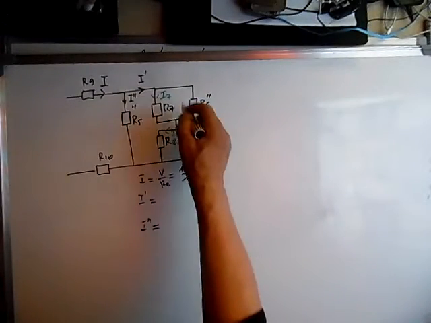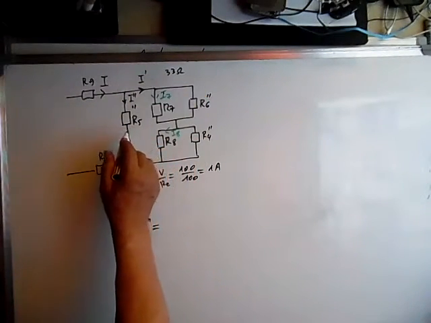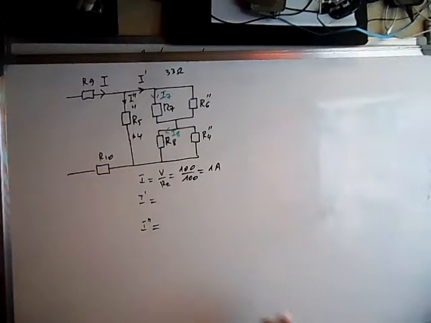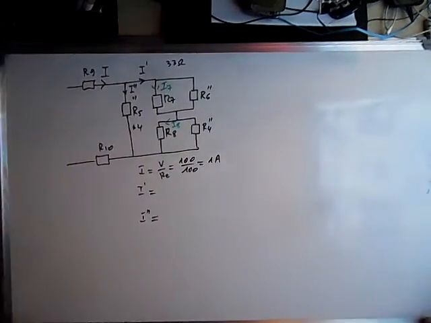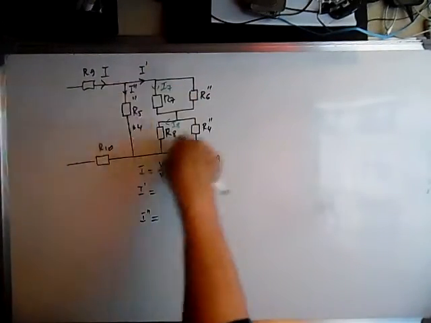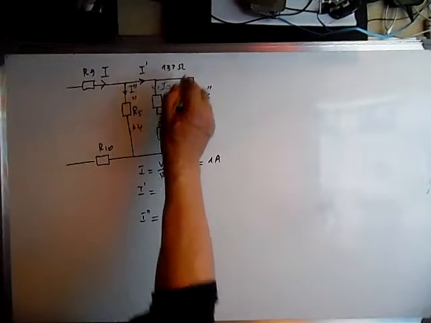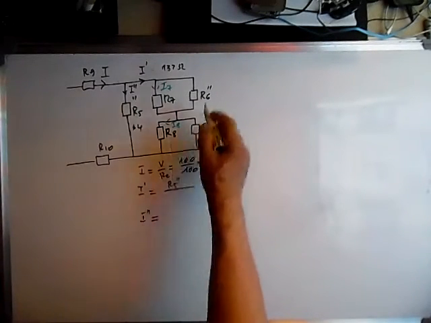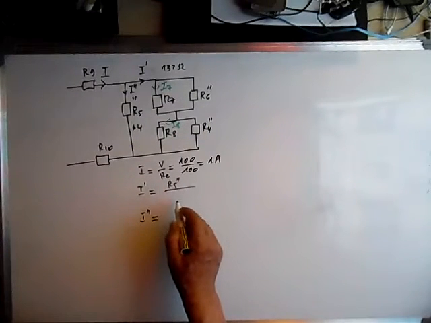33. These 4 are 33 ohms, and this one is 44. Is it? No. It's 132. And these are 33. 132 ohms. Okay. So we calculate I1 prime is R5 2 prime over this, how would I call it?